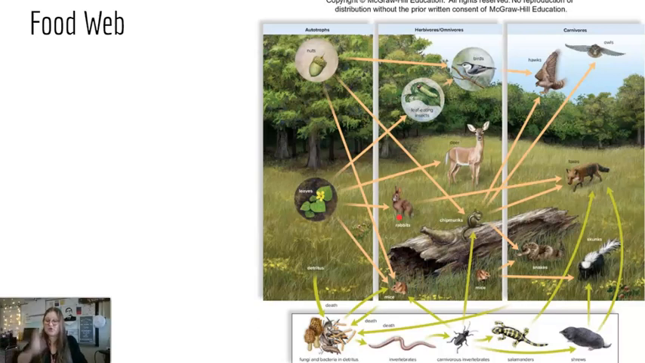So if you were to draw a food web, and I said in the instructions, a deer eats leaves, you would draw leaves, and you would have an arrow pointing from the leaves to the deer, because the energy is flowing from the leaves to the deer.